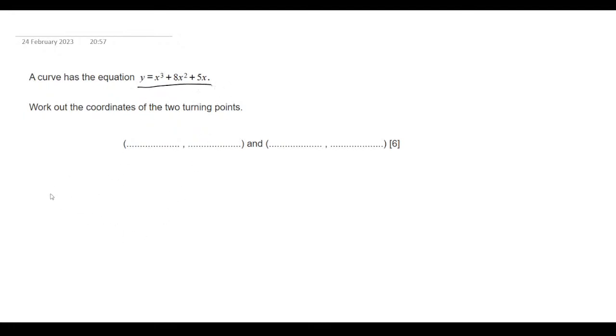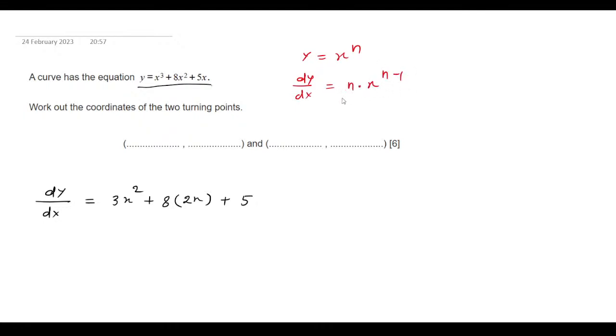So what we will do, we will differentiate this equation of the curve, dy by dx. Derivative of x cubed is 3x squared, plus derivative of 8x squared is 8 times 2x, and derivative of 5x is 5. I hope you understand how we get the derivative here. I use the formula: suppose y equals x to the power n, then the derivative dy by dx is given as n times x raised to n minus 1. So we use this formula, and we got this answer.